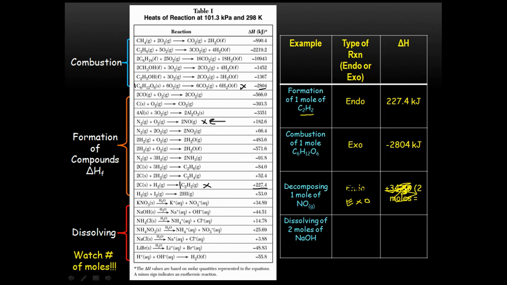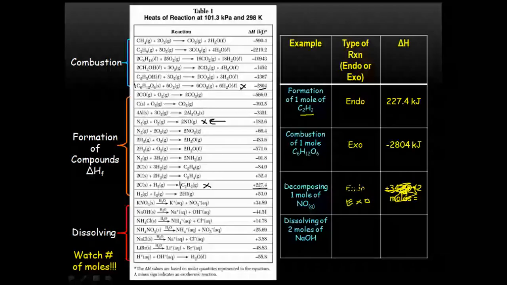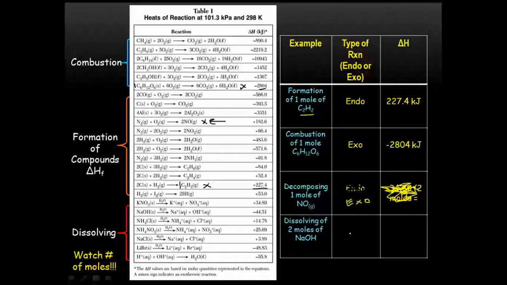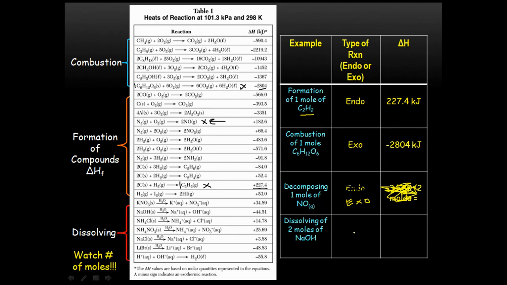So what we'll do is we'll take the 1 mole. Okay, we'll get rid of that. That must have been an old problem. We'll get rid of that. Let's do this again. All right, so I'm going to take that 182. I'm going to cut that in half. So let's take 182.6 divided by 2 is 91.3. So we're going to take 91.3. We're going to cut that in half because it's for 1 mole, but we're going to also have to reverse it. So that's going to be negative 91.3 kilojoules. Okay.